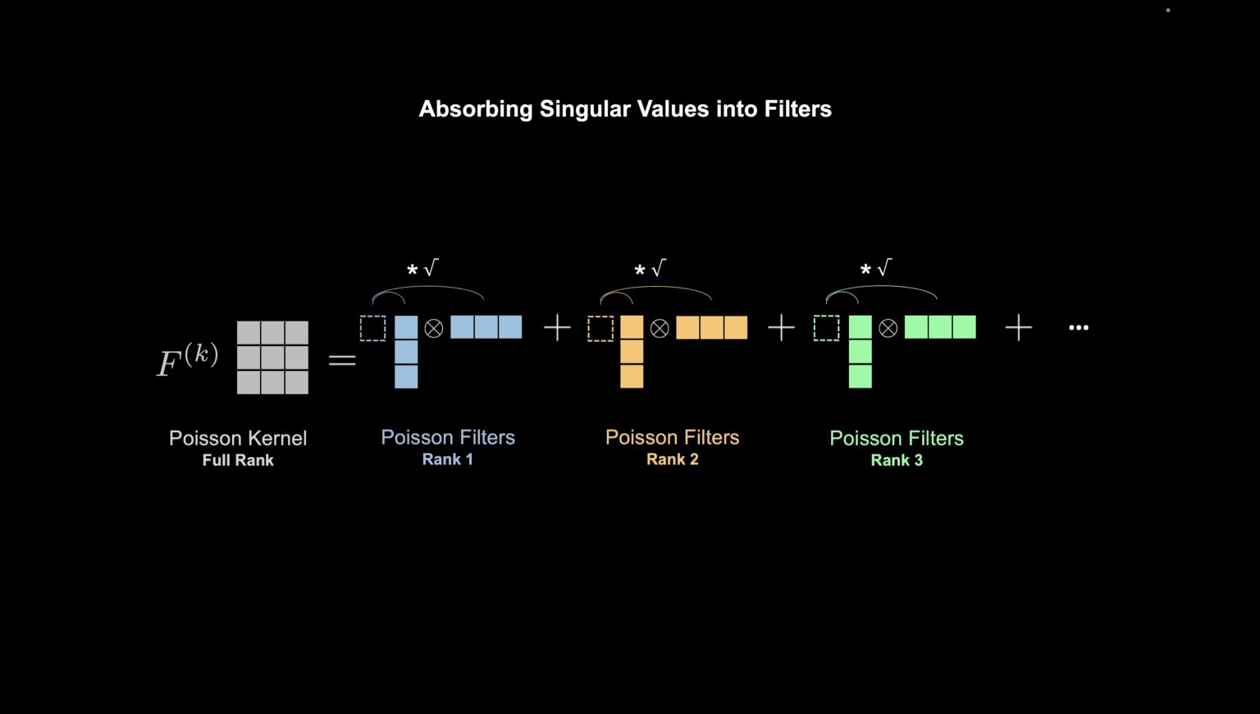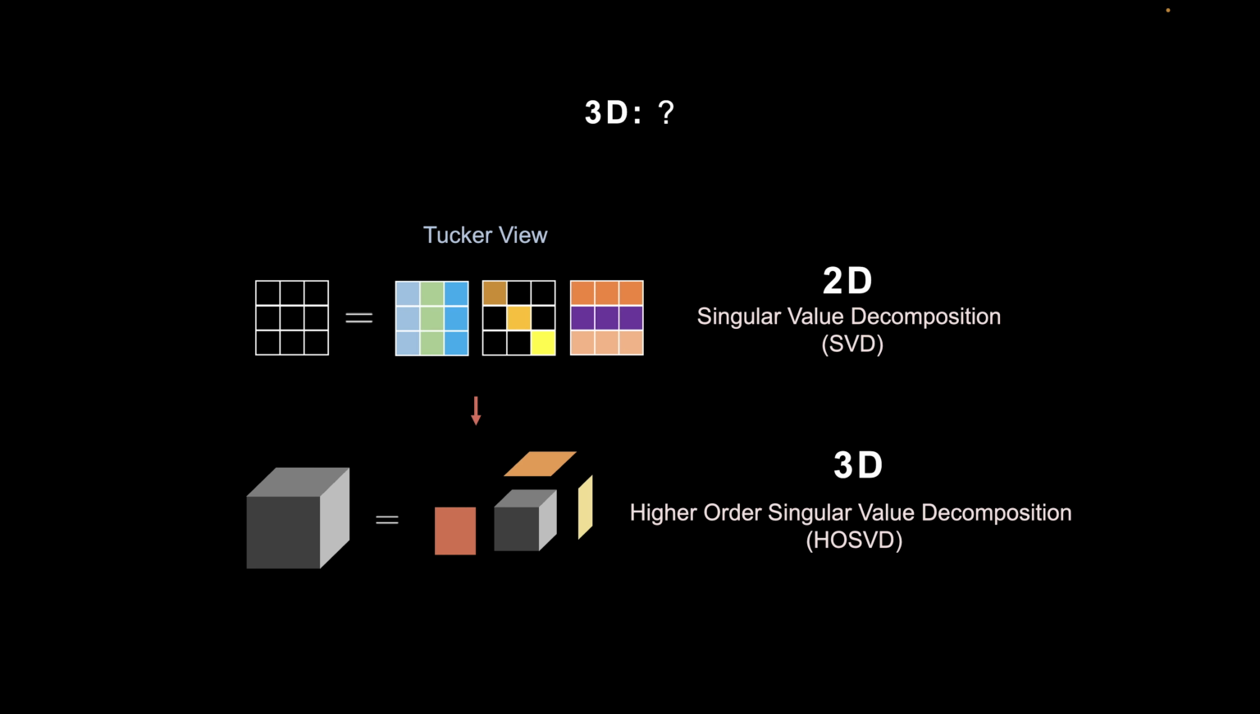Second, we can absorb the singular values directly into the filters by scaling them by the square root of the corresponding singular value. This gives us a more compact representation, which makes the implementation of the convolutional passes easier. To generalize the decomposition from 2D to 3D, we are in trouble though. If we stick to the Tucker view, then we have HOSVD, which stands for higher order SVD. In 2D, we could establish a direct connection between SVD and Tucker view to get the CPD, but in 3D, such connection is not well defined.